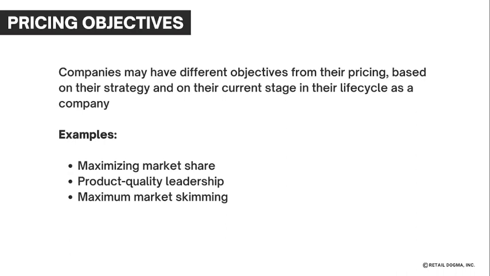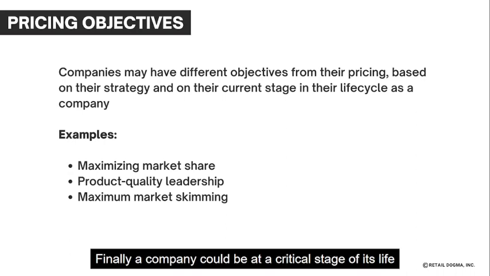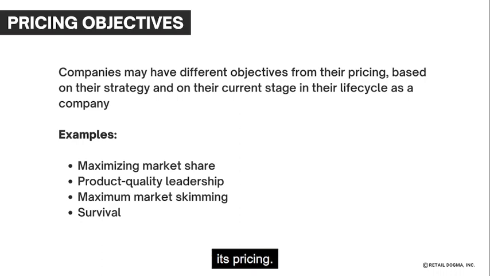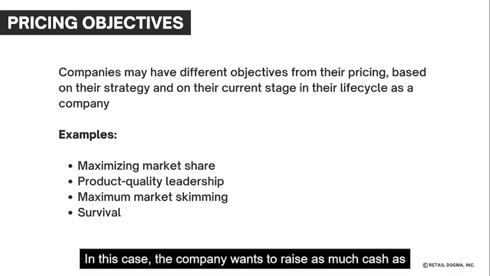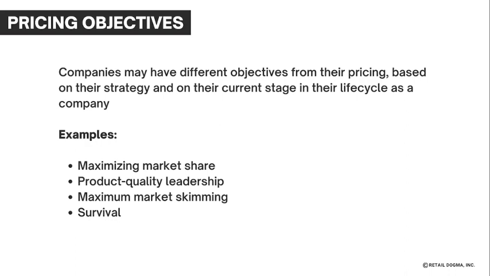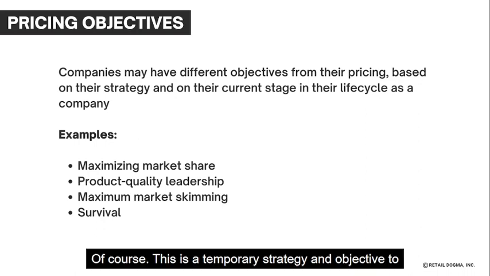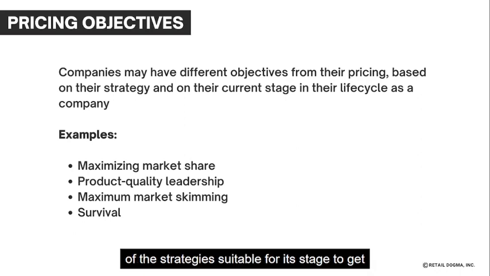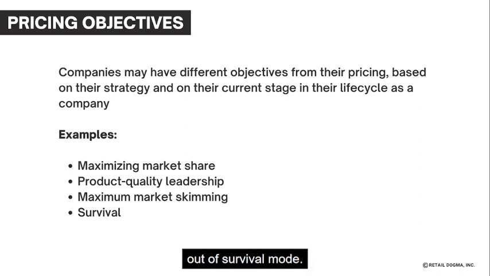Finally, a company could be at a critical stage of its life cycle or could be having inventory or cash flow issues, and so it has a survival objective from its pricing. In this case, the company wants to raise as much cash as possible and clear its inventory as fast as possible, and so it sets its prices at a low level to achieve this objective and to just cover its fixed operating costs. Of course, this is a temporary strategy and objective to achieve survival, and then the company will need to follow one of the strategies suitable for its stage to get out of survival mode.